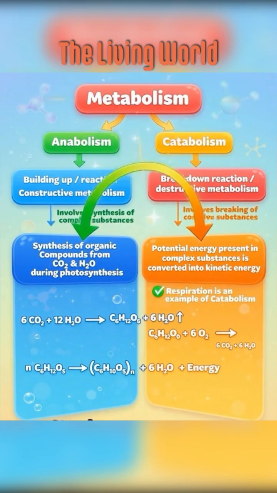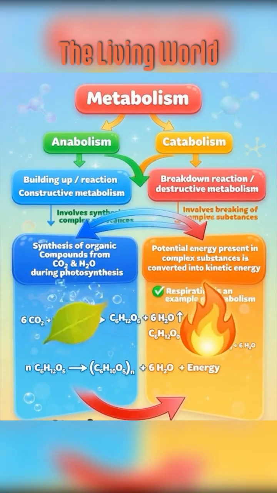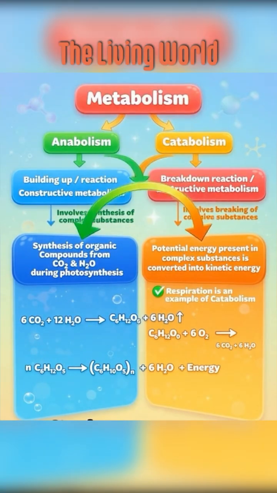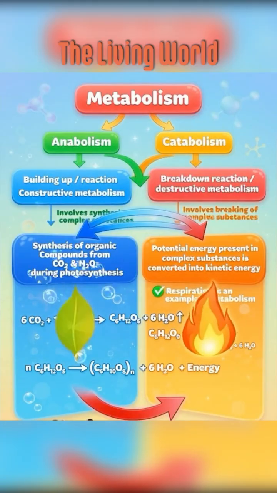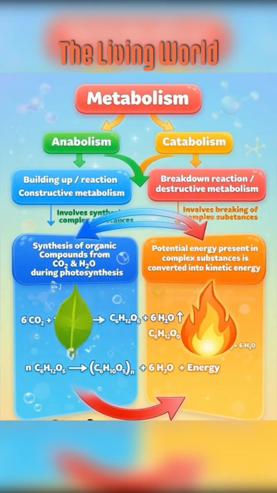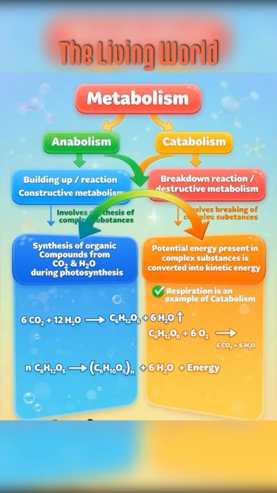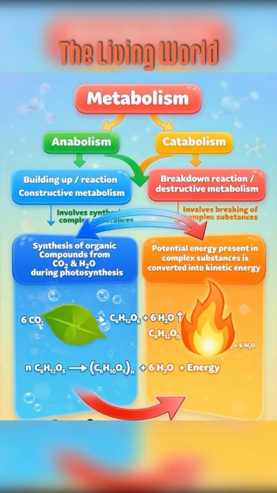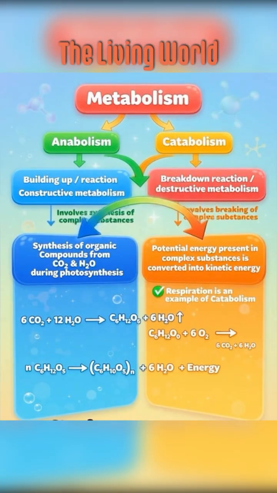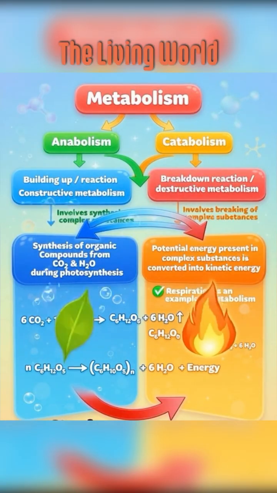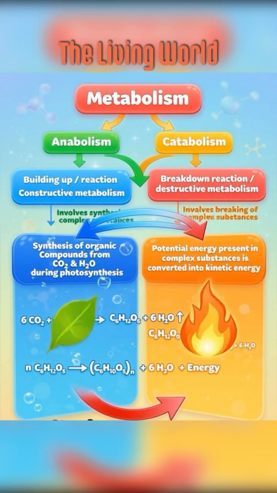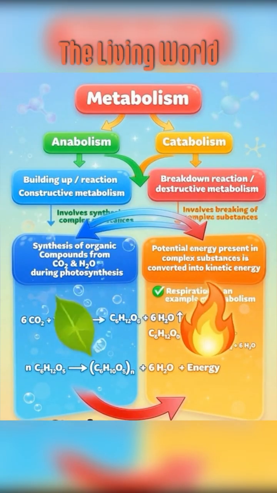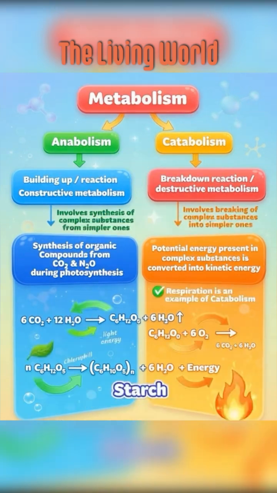Metabolism further is of two types, anabolism and catabolism. Anabolism is a constructive, building-up metabolism, which involves the synthesis of complex substances from simpler ones. Here, the synthesis of glucose by means of photosynthesis, which is carried out by the producers, where they utilize carbon dioxide and water molecules to create the complex glucose molecule along with the release of oxygen gas. Further, catabolism is the breakdown reaction, also called destructive metabolism.